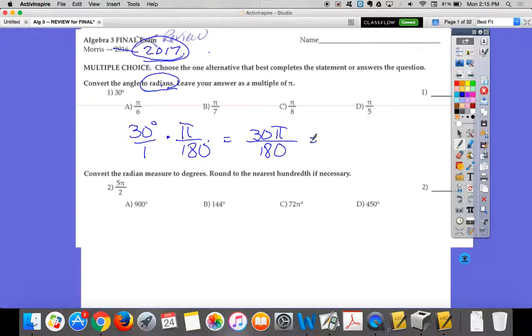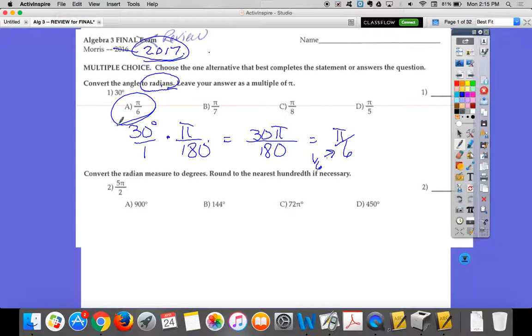So you can get your calculator and type in 30 divided by 180 and hit math, enter, enter, and we should get 1 over 6. Now do not type pi in your calculator, okay? You're just going to write pi down. So in your calculator, you're typing 30 over 180 and you're going to get 1 over 6. But when you write your answer, you're going to put 1 pi over 6. So we should have A as our answer there.